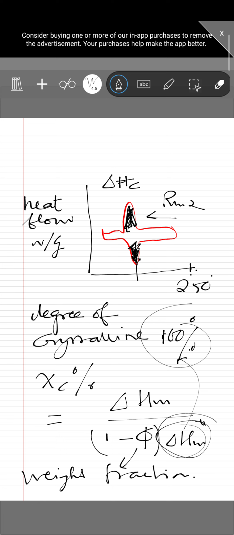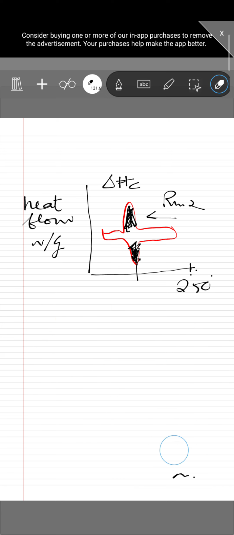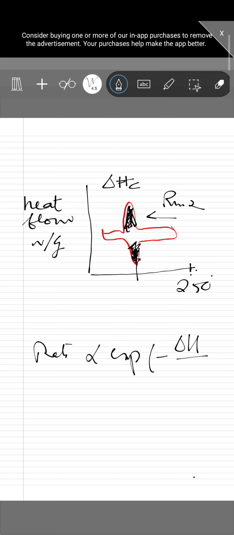Now, as I mentioned in my previous class, this enthalpy is the most important parameter when we are considering the rate of reaction. So you must remember that the reaction rate is proportional to exponential of minus H by RT. That's why this enthalpy plays a crucial role in any phase change that is taking place.